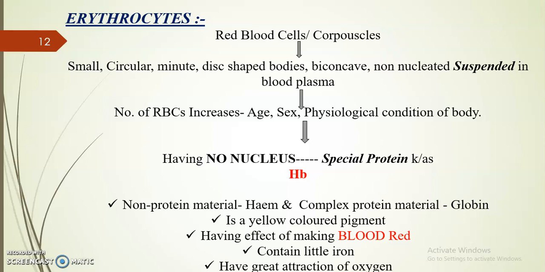The non-protein material is heme. The complex protein material is globin. It is a yellow-colored pigment which has the effect of making the blood red. And so, it contains a little amount of iron and has a great attraction for oxygen.